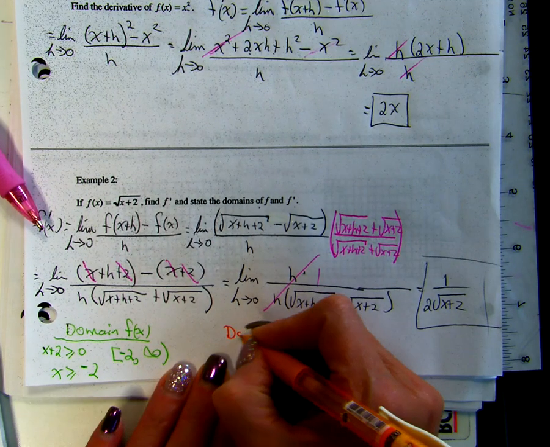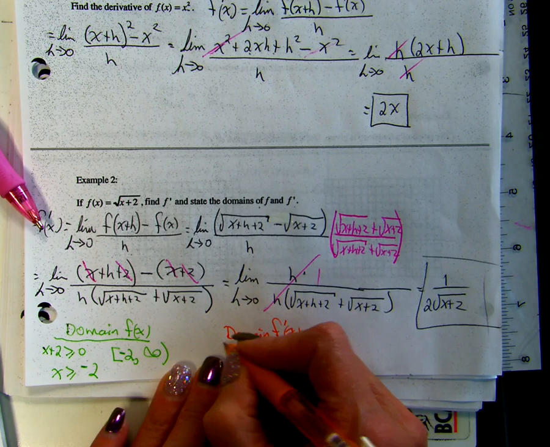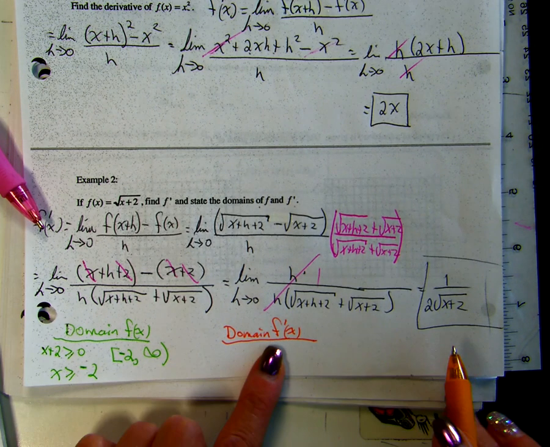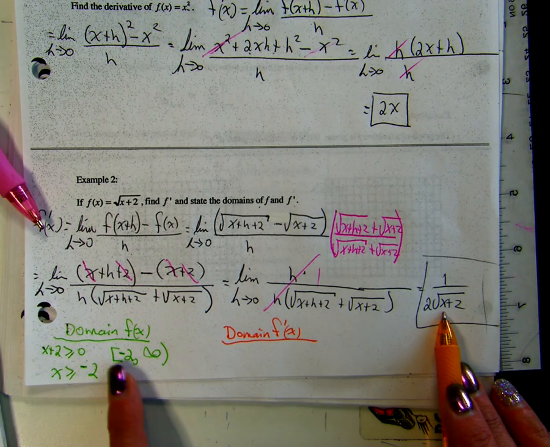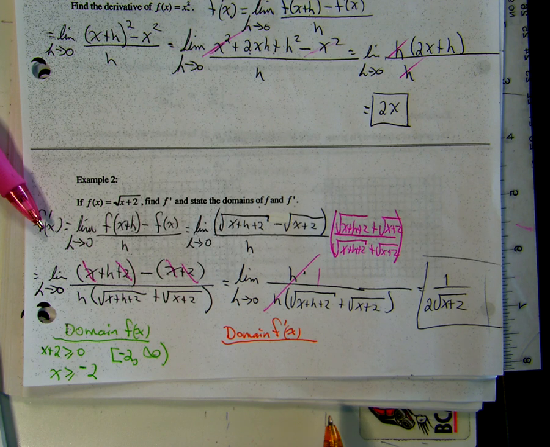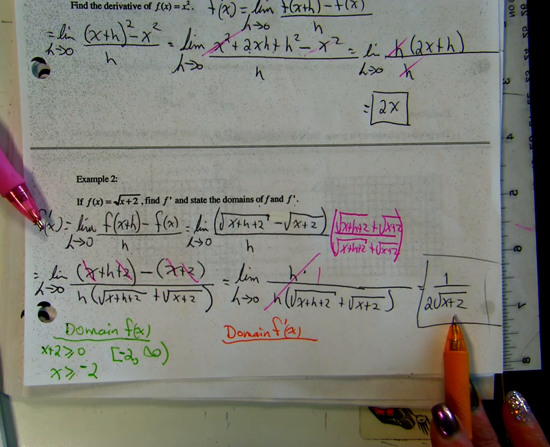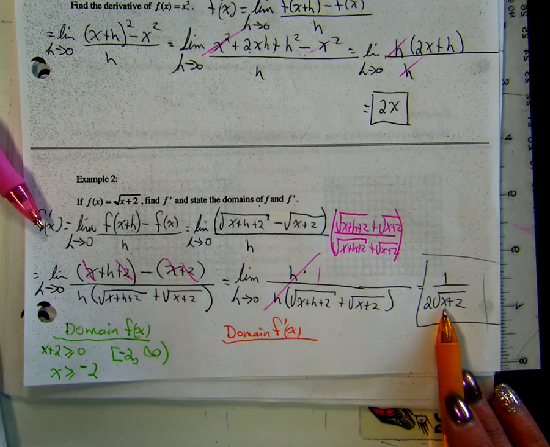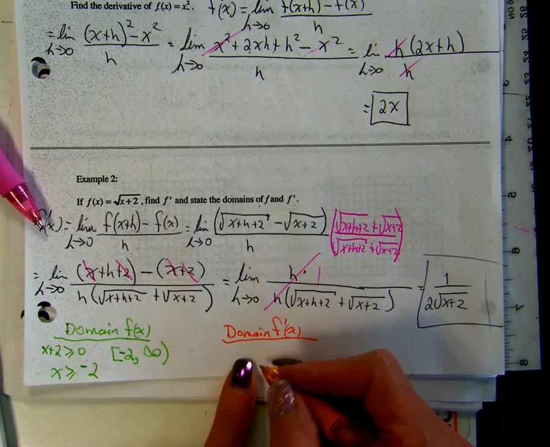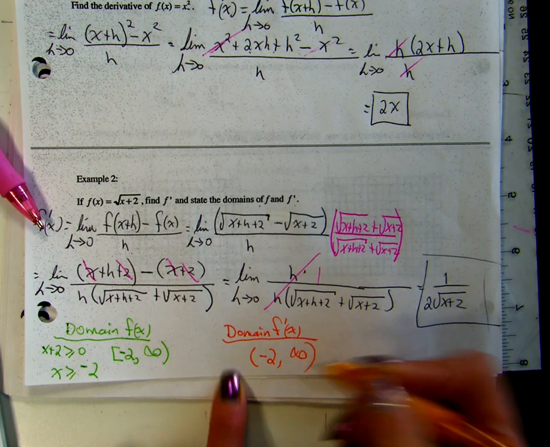What's the domain for the derivative? Okay, it looks kind of the same, doesn't it? I can't have a 0 underneath a root, so negative 2 to infinity. But actually, can it be negative 2? Because I have another restriction with a rational function. I can't have a 0 in my denominator. So the domain for the derivative is round bracket negative 2 to infinity.